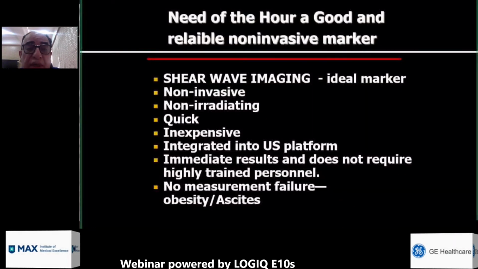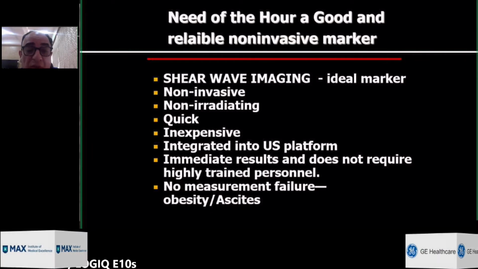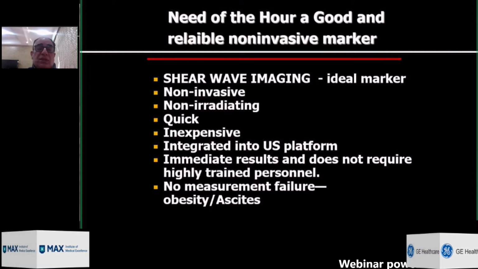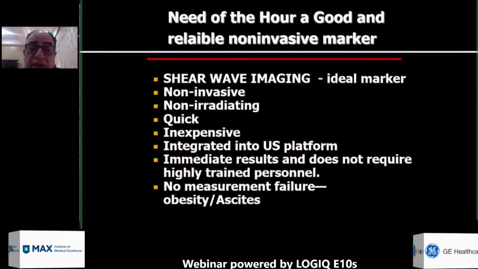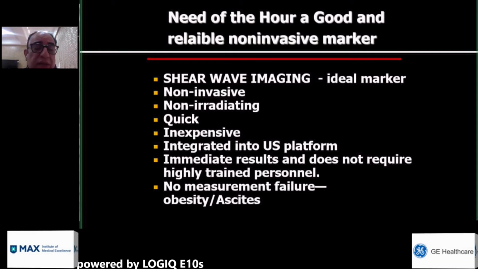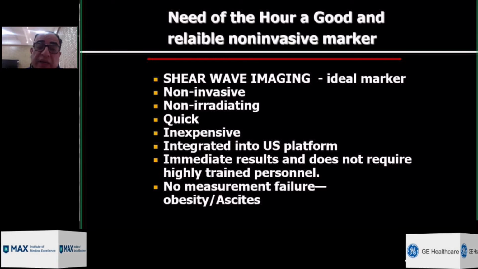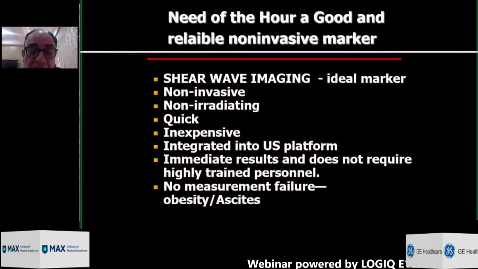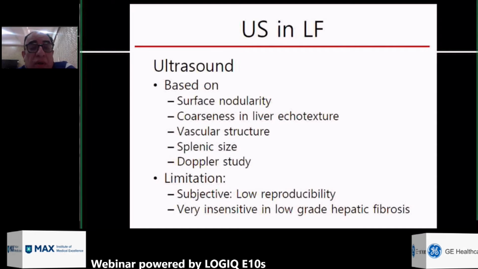So there is a great need of the hour to have a non-invasive marker, which is quick, does not involve any radiation, does not involve going into complex machines like MRI, and is integrated into the ultrasound platform for a one-stop clinical assessment of risk, and it gives immediate results. You don't require extremely highly trained personnel, and there are no measurement failures in obesity and ascites, and at least at a depth of 10 centimeters we can image. So if you've got ascites of less than 10 centimeters, we can image the liver. So ultrasound has been excellent for looking at liver disease.